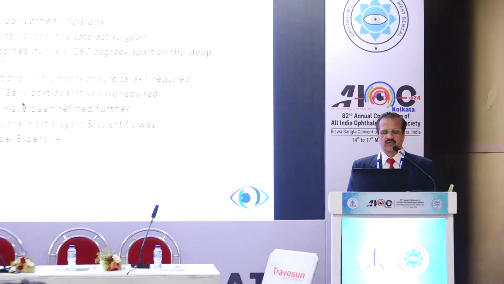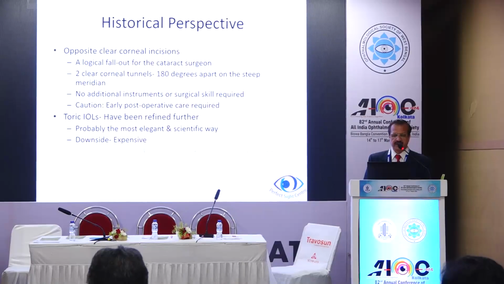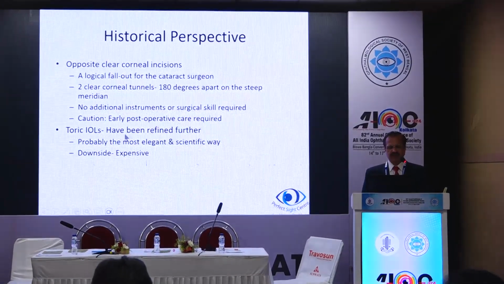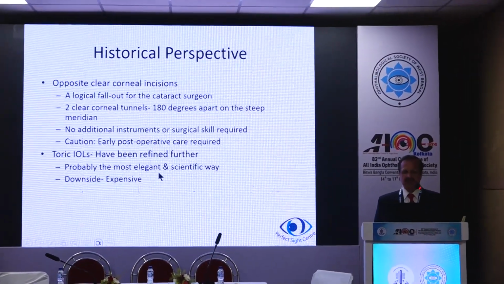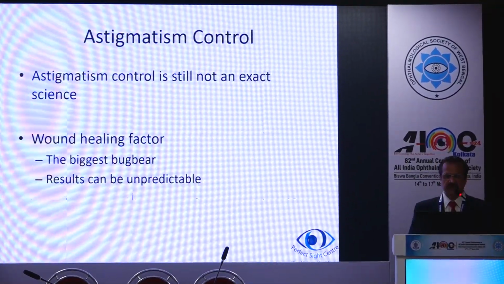Then came the opposite clear corneal incisions, which is a logical fallout for the cataract surgeon, where essentially two clear corneal tunnels 180 degrees apart are made on the steeper meridian, and there's no additional instrument or skill required. But of course we have to take early post-operative care because there are two penetrating wounds in the cornea. Then toric IOLs have come in for quite some time now, and they have been refined further, and they're probably the most elegant and scientific way, although the downside is it adds to the cost of the surgery.